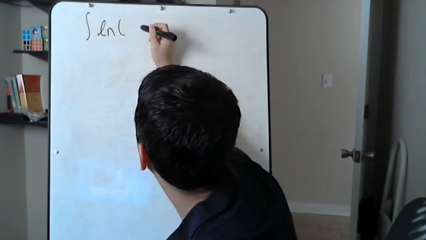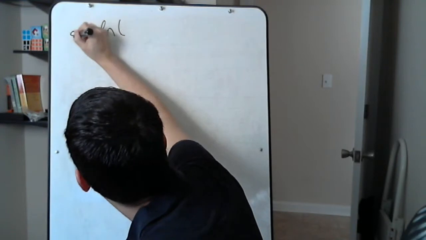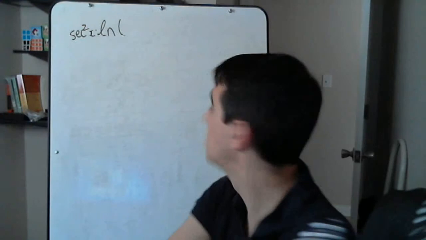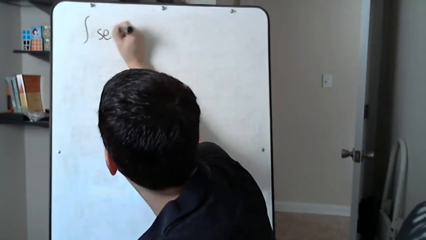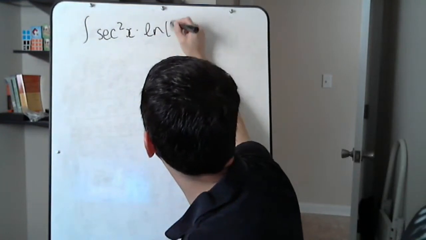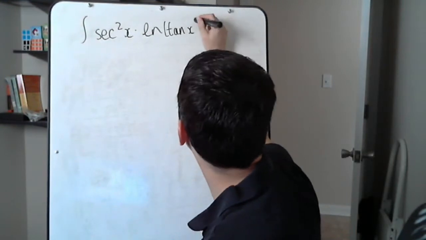Let's do secant, alright, how about this? Let's do the integral of secant squared x times ln of tangent x dx.